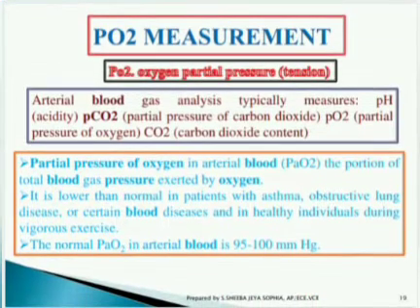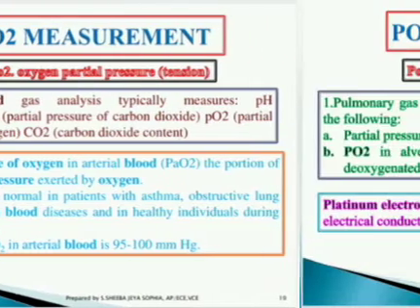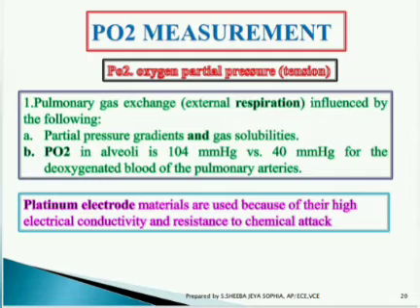Moving to the PO2 measurement, it is nothing but oxygen partial pressure, that is the tension. This partial oxygen pressure takes place with pulmonary gas exchange influenced by the partial pressure gradient and gas solubilities. Normally, the PO2 in alveoli is 104 mmHg versus 40 mmHg for the deoxygenated blood of the pulmonary arteries.